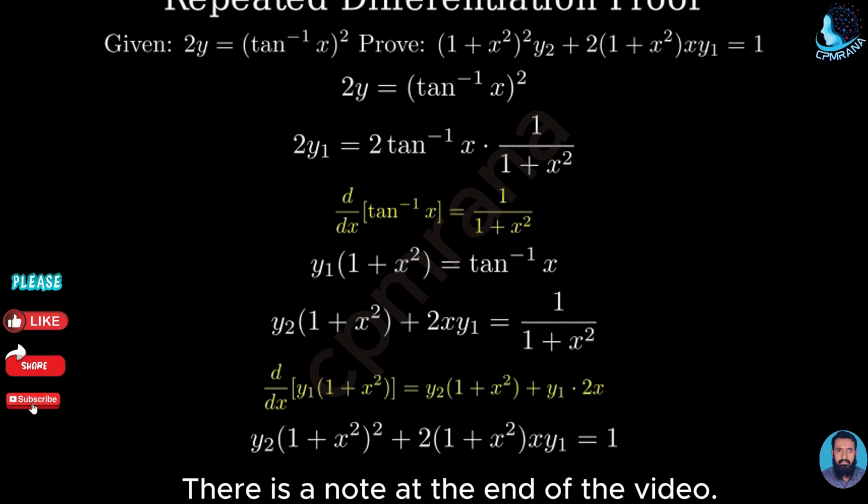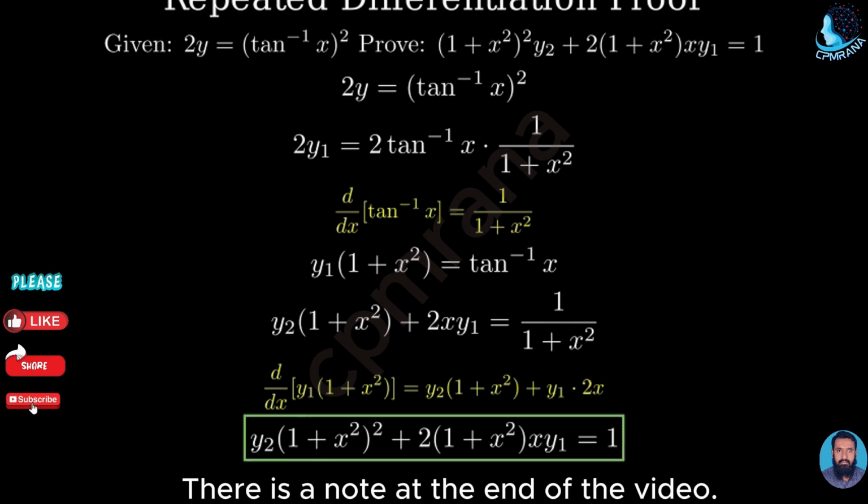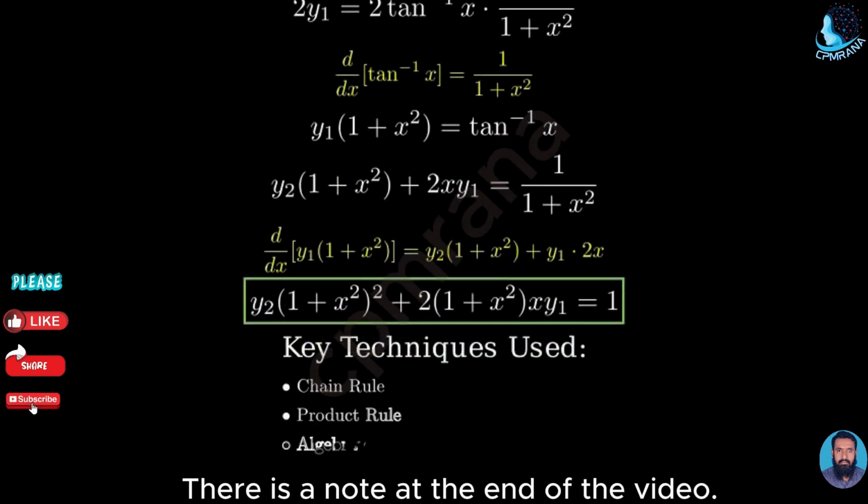This gives us y sub 2 times 1 plus x squared plus 2x y sub 1 times 1 plus x squared equals 1. And there we have it. We've proven that when 2y equals tan inverse x squared, its derivatives satisfy the equation: y sub 2 times 1 plus x squared plus 2 times 1 plus x squared times x times y sub 1 equals 1. This proof demonstrates the power of repeated differentiation and algebraic manipulation in calculus.